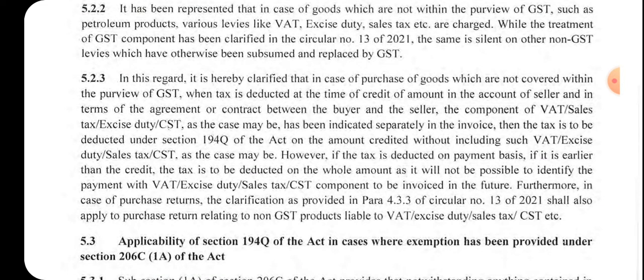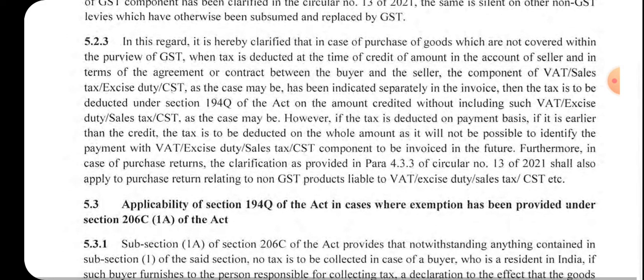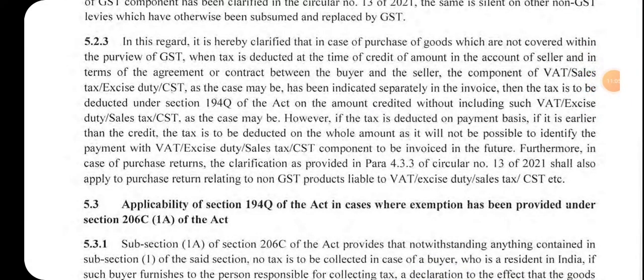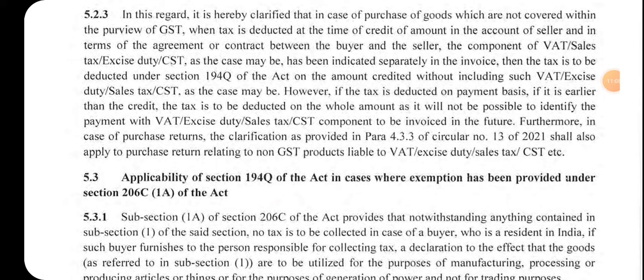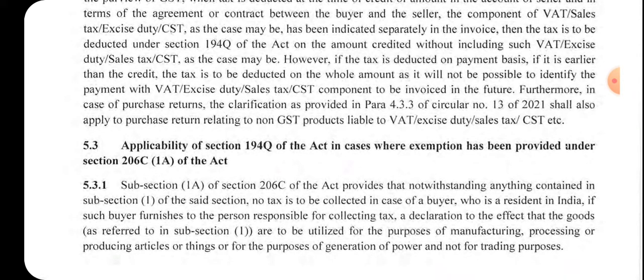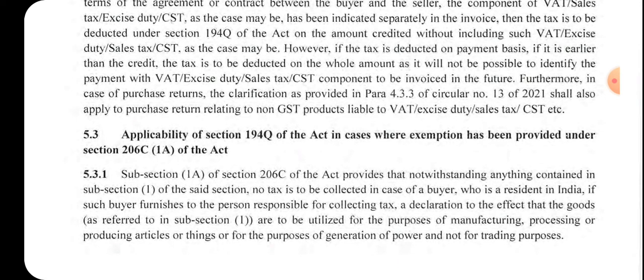not covered within the purview of GST, when tax is deducted at the time of the credit of the amount in the account of the seller and, under the terms of the agreement or contract between the buyer and the seller, the component of the VAT, sales tax, excise duty, CST, as the case may be, has been indicated separately in the invoice, then the tax is to be deducted under section 194Q of the Act on the amount credited without including such VAT, excise duty, sales tax or CST, as the case may be. However, if the tax is deducted on a payment basis, where it is earlier than the credit, the tax is to be deducted on the whole amount, as it will not be possible to identify the payment with the VAT, excise duty, sales tax, CST component to be invoiced in the future.